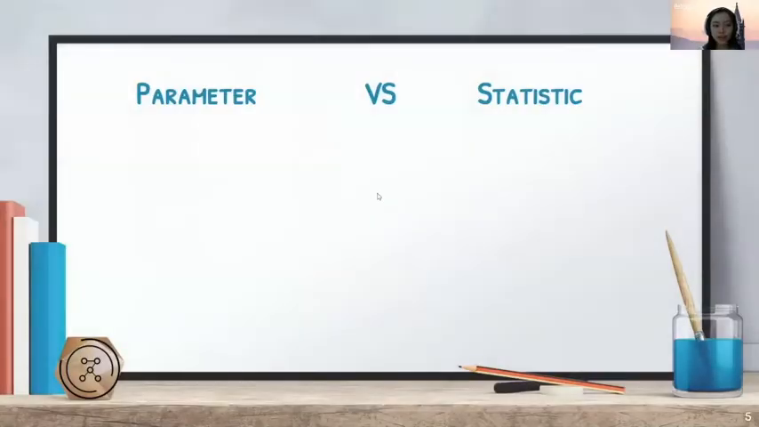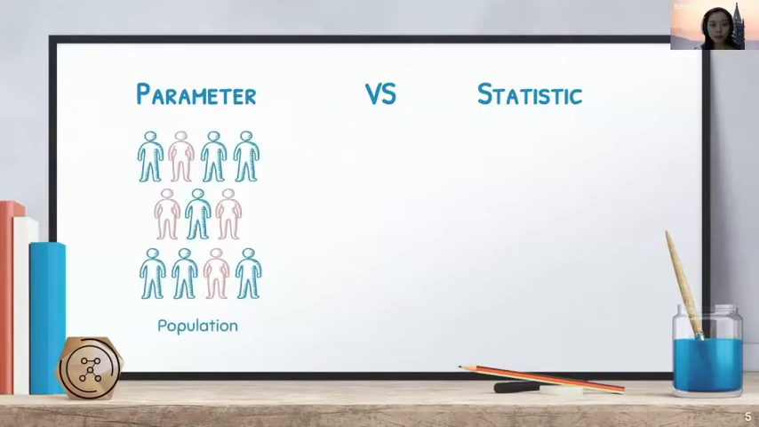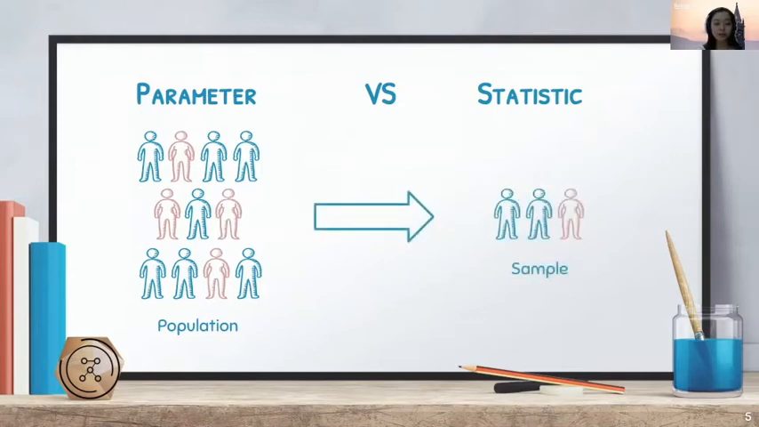So what is the difference between parameter and statistic? A parameter is a numerical measurement, but it describes the whole population. For example, the average income of US citizens. On the other side, a statistic is also a numerical measurement, but it describes the sample. For example, if we chose 50 US citizens at random, and then we try to find the average income of those people, then it would be a statistic.